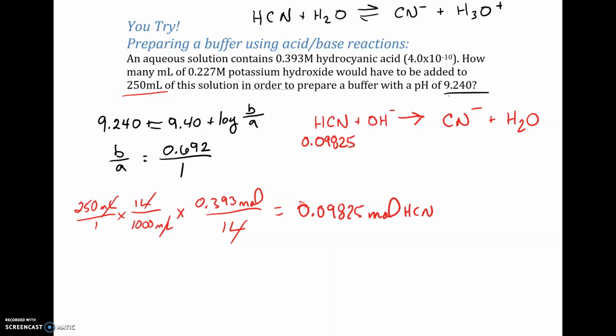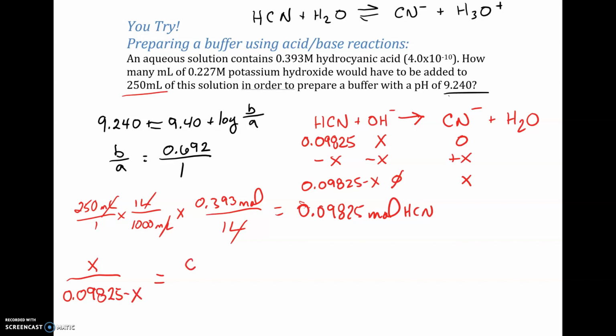So we're going to represent this hydroxide with X. We don't know how much we have to add. We know we started out with 0 of our conjugate base, and that is going to go up by X. And at the completion of this reaction, we are going to just represent these by X, and this ratio has to equal the ratio that we're looking for. So base over acid. Base is X, acid is 0.09825 minus X, and that has to equal the ratio that we solved for using that Henderson-Hasselbalch equation, which was the 0.692 over 1.